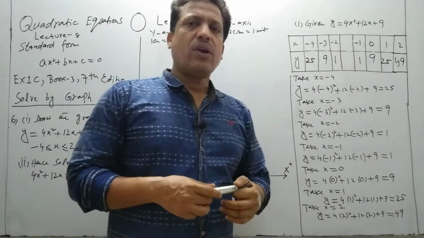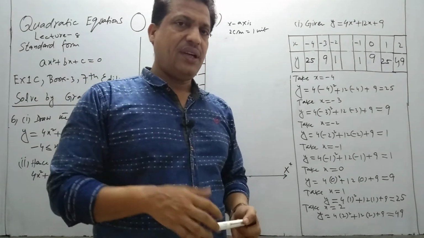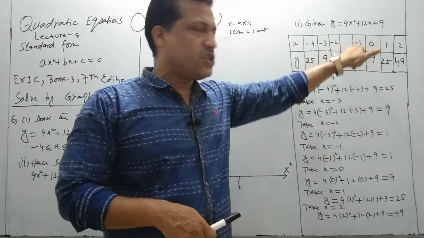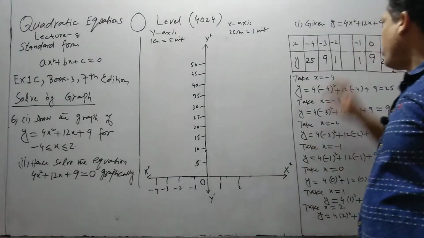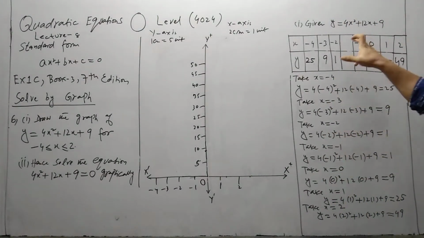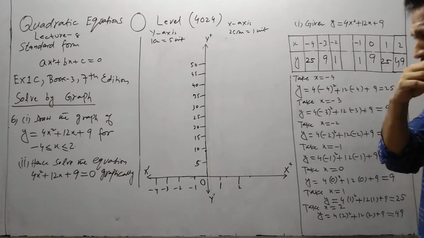Why? Because of some reason. When I draw the graph, I will give you the reason why I left these two boxes, x and y, empty. Okay, forget this for 2 minutes. Now we are able to draw the graph. How to draw the graph?